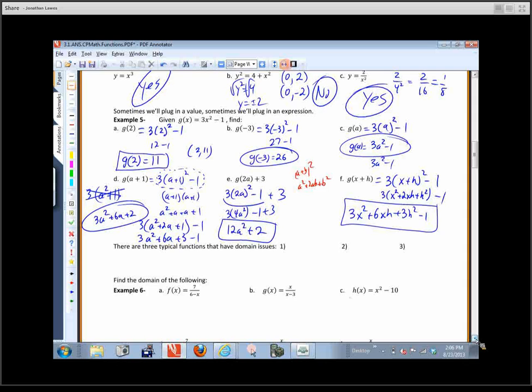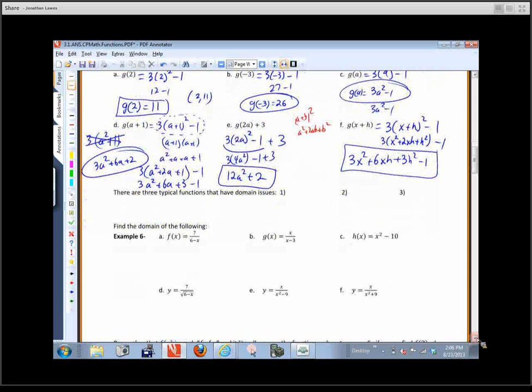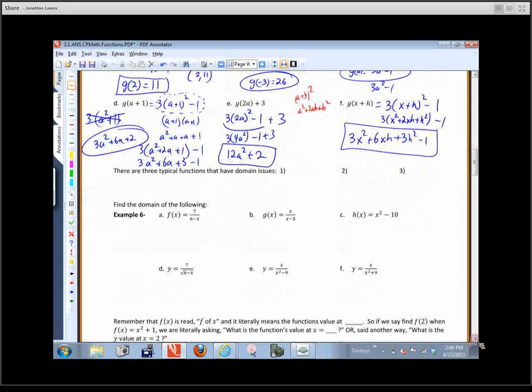Okay. All right. So there are 3 typical functions that have domain issues. Okay? We can't, and I'm going to put this in air quotes here. By domain issue, what we mean is you can't just plug in anything you want. And you probably were made aware of these in your 1010 class. One of them is division. Can't divide by 0. That is not allowed. So if you have division, you better be careful.